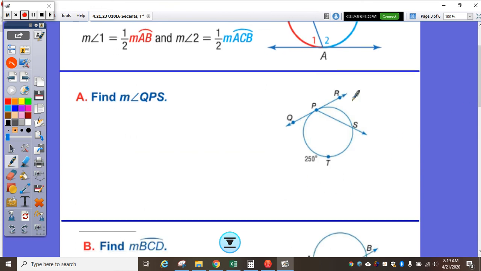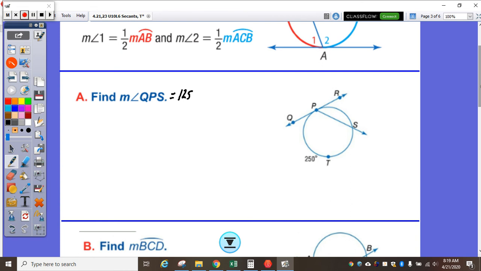So let's look at this. I want to know what QPS is, what this angle is. Well, this angle has an intercepted arc here of 250 degrees. So naturally, the angle QPS is going to be half the arc, which is 125.